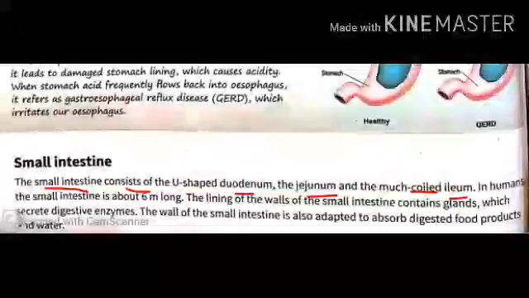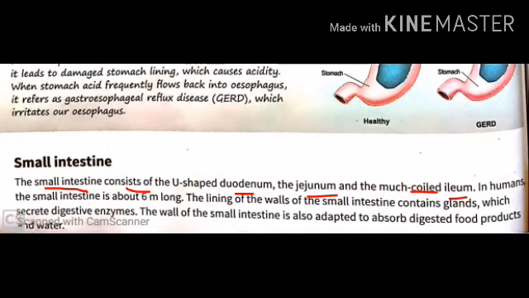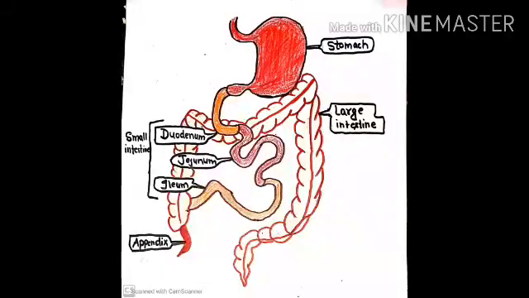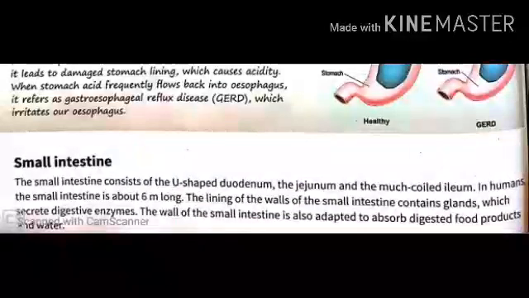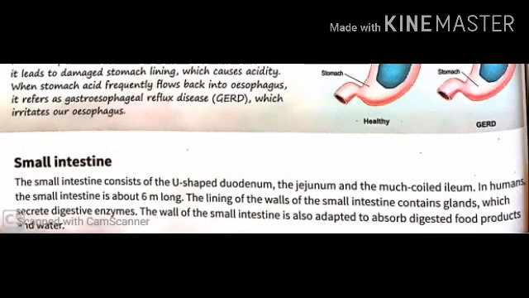Small intestine. It consists of three parts: the U-shaped duodenum, the jejunum and the much coiled ileum. Duodenum, it is the first section which connects to the pyloric sphincter of the stomach. Jejunum, it is the middle section of the small intestine. Ileum, it is the final section of the small intestine that empties into the large intestine. The small intestine is the longest part of the digestive system. It is about 6 meters long in an adult human.